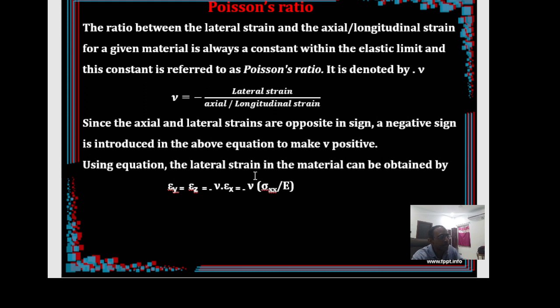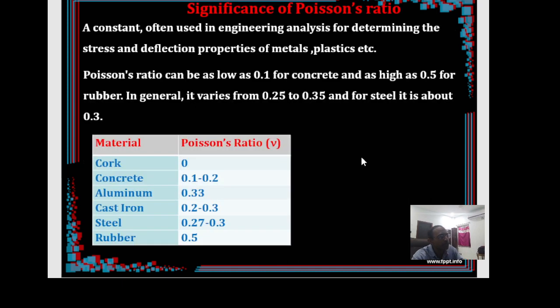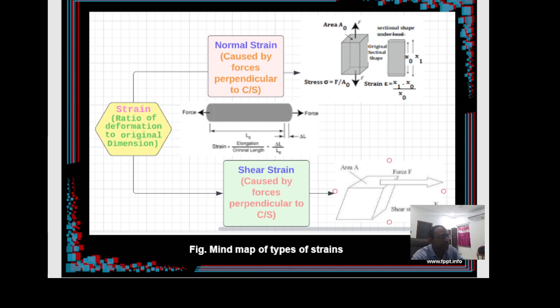And then the lateral strain, if you want to calculate, you can calculate with the help of the strain in the longitudinal direction. You simply multiply with the negative of the Poisson's ratio. Now, if you look at the Poisson's ratio for different materials, usually it varies between 0 and 0.5. For most of the metals, it lies between 0.25 and 0.35. And for concrete and similar materials, it is between 0.1 and 0.2. Of course, the highest value is for rubber. So that's the whole discussion.